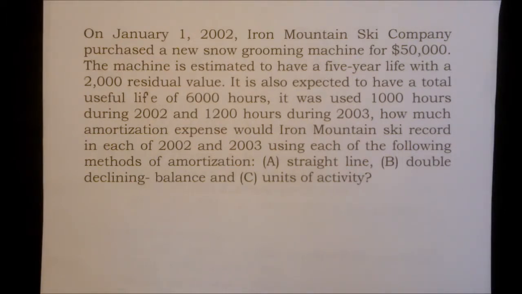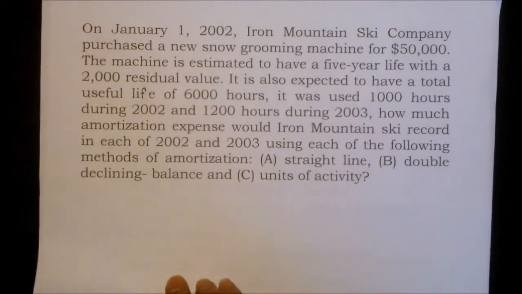How much amortization expense would Iron Mountain Ski record in each of 2002 and 2003 using each of the following methods of amortization? A. Straight line, B. Double declining, and C. Units of activity. I'm going to ask you to just pause the video and try it on your own.